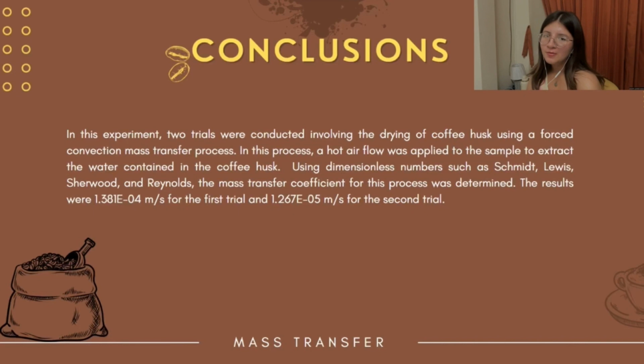The results were 2. The first one was 1.381 times 10 to the negative 4 meters per second, and the second one was 1.267 times 10 to the negative 5 meters per second for the second trial, obviously. These values are quite close considering the difference in the weight of the crucibles used.